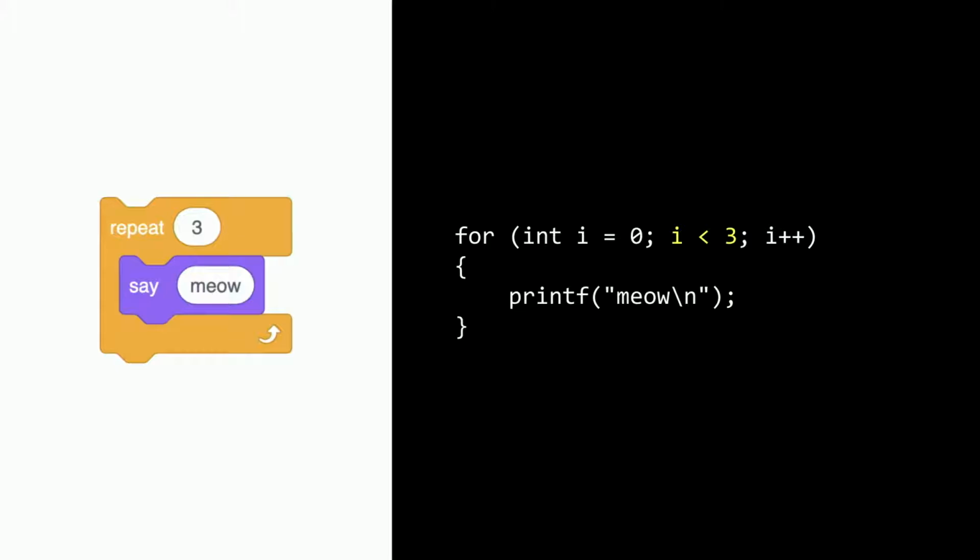I check if i is less than 3. It is. So I print out meow. It then increments i. I check if i, now 2, is less than 3. It is. I print out meow. i gets incremented. I now check. Is i less than 3? No, it's not, because 3 is not less than 3. And so the whole thing stops. And whatever code is below this curly brace, if any, starts executing instead. Just like in Scratch, you break out of the loop and the puzzle pieces being hugged.